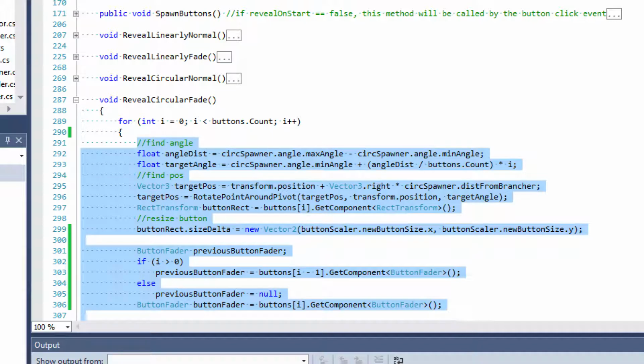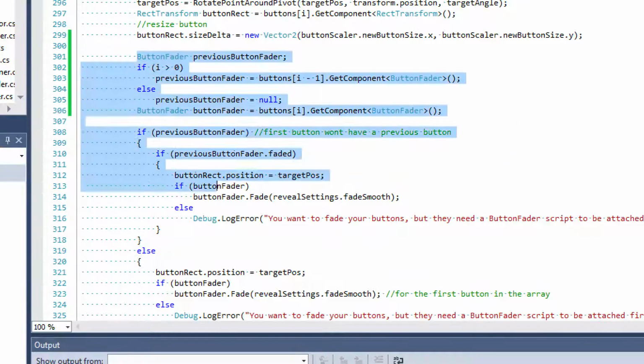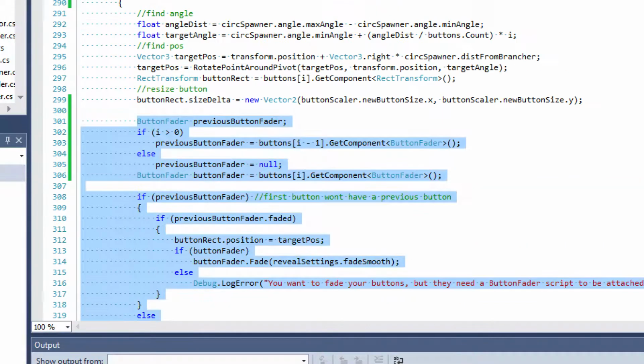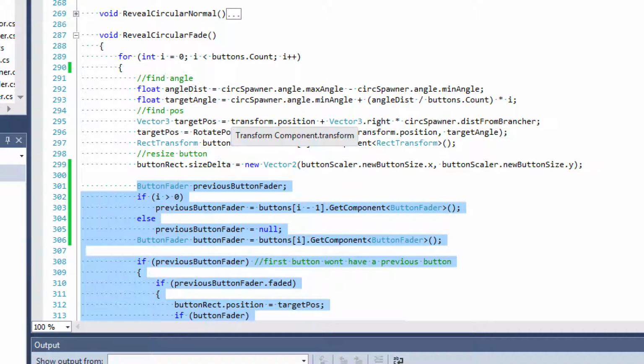Once we copy and paste all of that code, we have our new method for revealing circularly with fading. Now I'm not going to talk about this fading code because I talked about it in the previous tutorial, so I'm not going to waste anybody's time explaining it again. If you need to know how all that works, go ahead and check out the previous tutorial. I'll provide a link to it in the video so you guys can check that out.